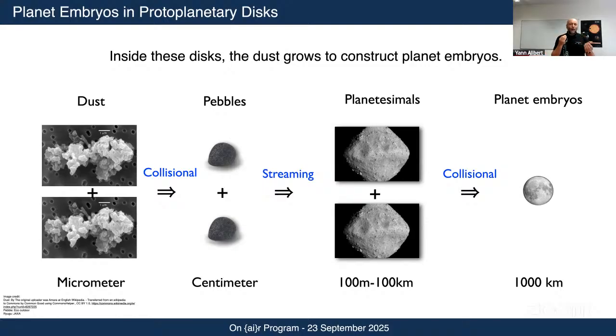So again, to give another order of magnitude of the sizes, dust, we know it's micrometer to millimeter. Pebbles are more centimeter in size, so this size. Planetesimals are hundreds of meters to hundreds of kilometers in size. So they look like, I would say, asteroids that we know in the solar system. And then planetary embryos are much bigger, like thousands of kilometers.